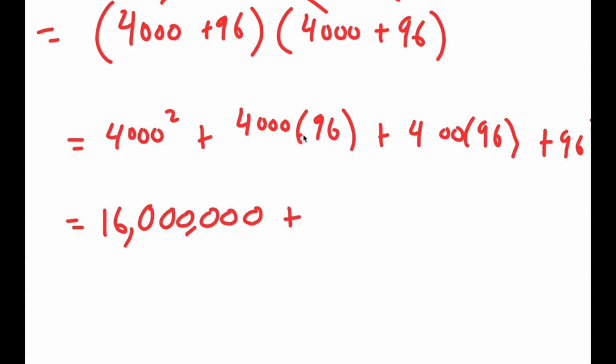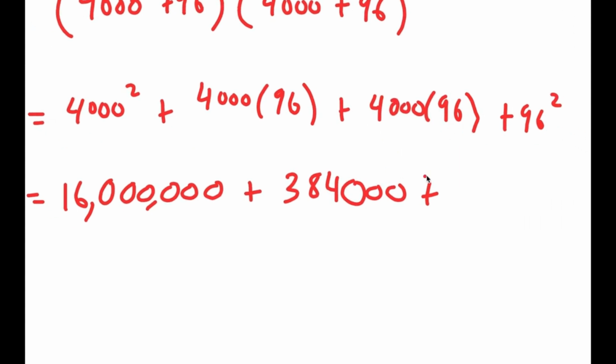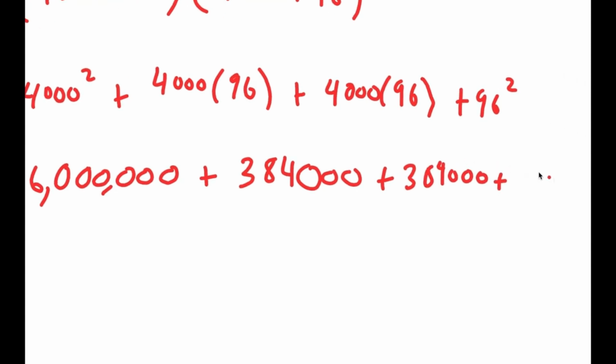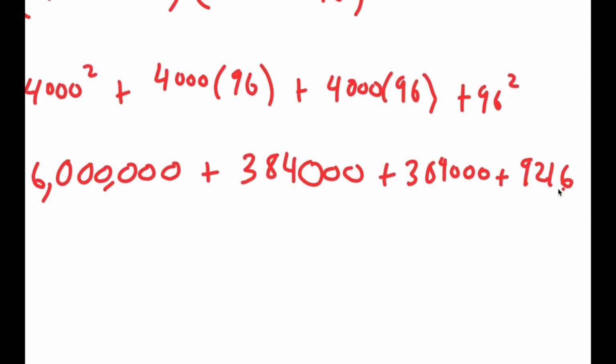Plus 4,000 times 96. Well, 4 times 96 is 384. So then all we have to do is add 3 zeros to that. So I get 384,000. Plus, again, 4,000 times 96, which is 384,000. Plus 96 squared, which is 9,216.